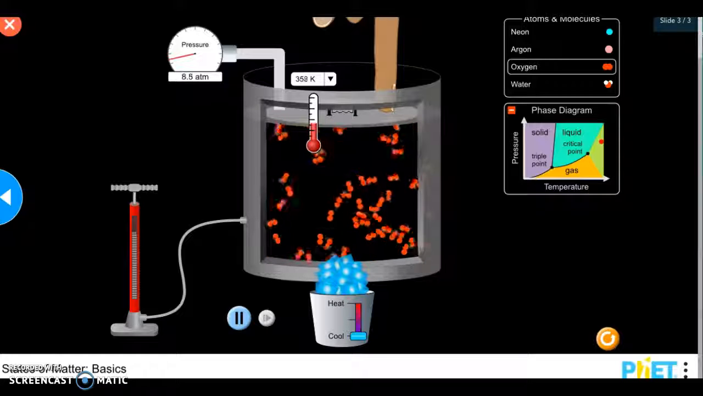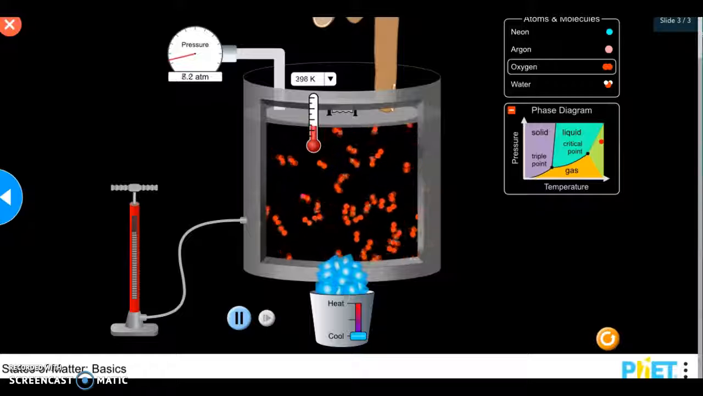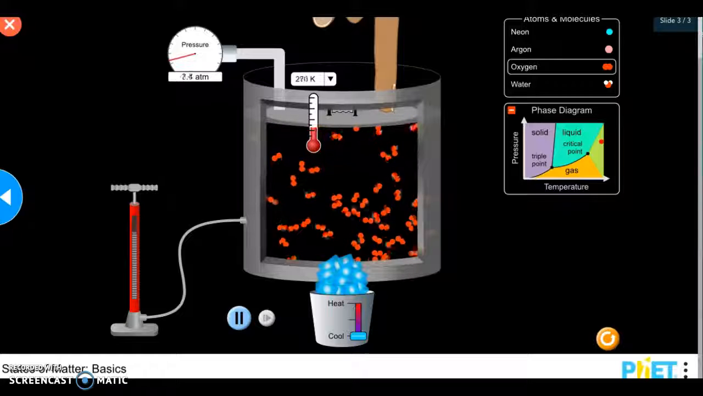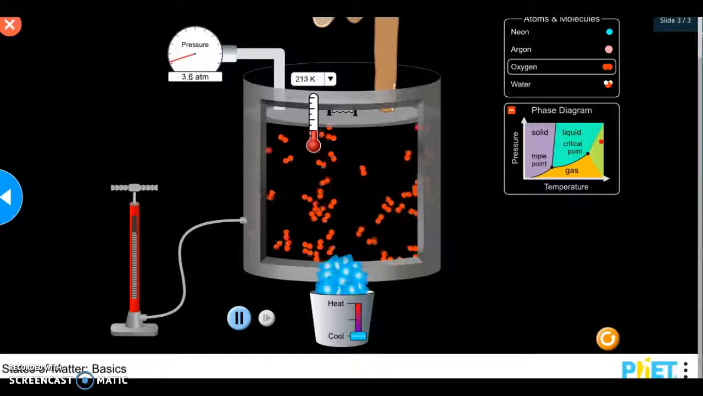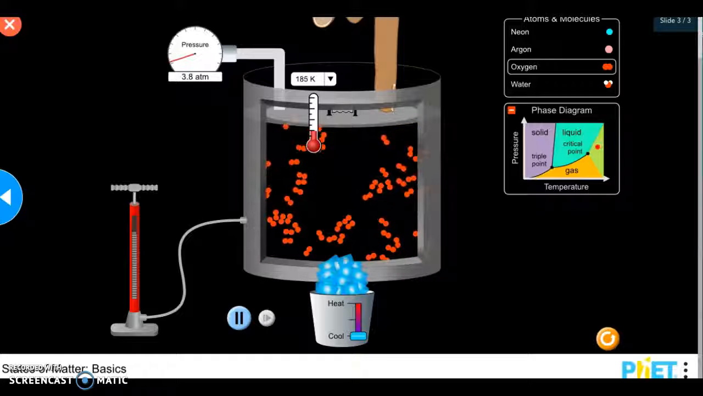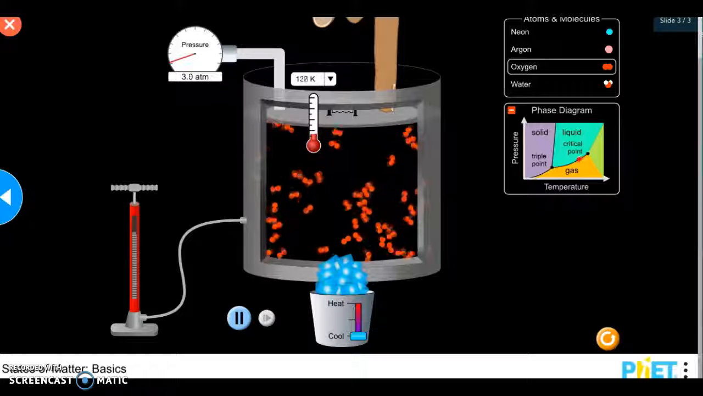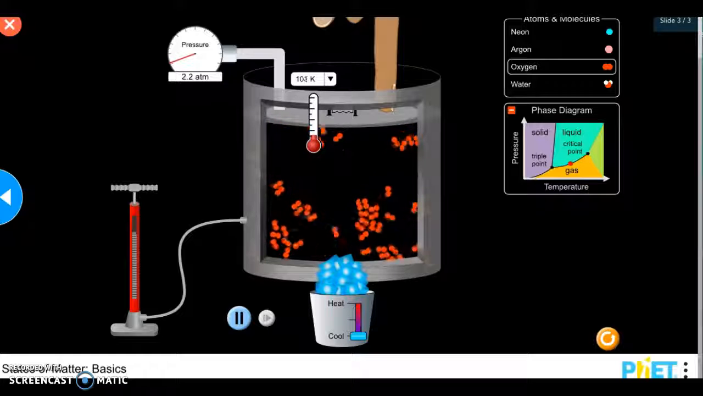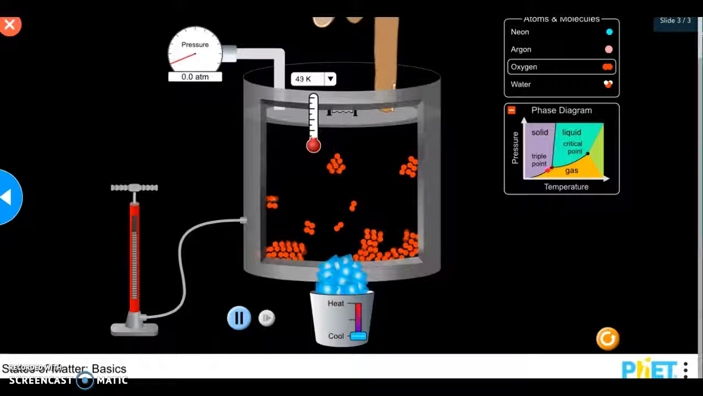Once again, our oxygen is currently at a gas right now. And continue to cool it. You can see the temperature is dropping. And soon enough, it's going to turn to a liquid. There we go. You can see that the molecules are forming closer together. They're at the critical point right now. And soon enough, they are reaching the solid point.